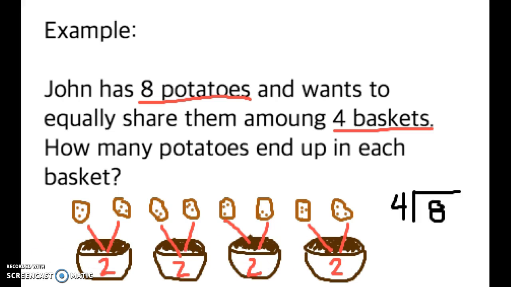We end up with 2 potatoes in each basket because visually we can see that 2 potatoes distribute equally among 4 baskets. And mathematically we can see that if we know our math facts, that 4 goes into 8 2 times. And so if you subtract 8 by 8, you get 0.